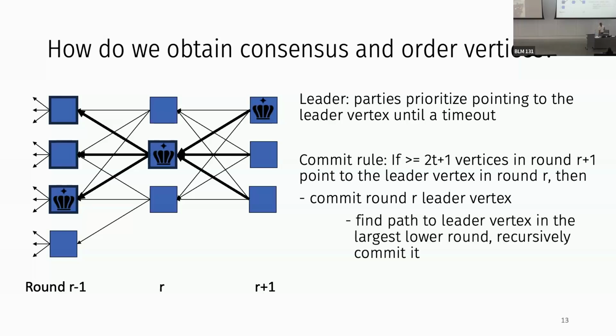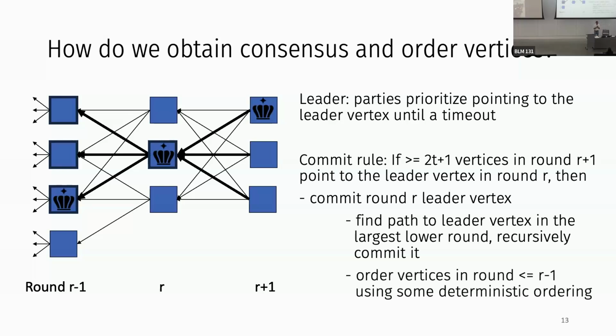Okay, so you do this in 2 steps. The first step is you try to find a path to a leader vertex in previous rounds, so the largest previous round, and you try to recursively commit vertices in that round. So as an example over here, this round R leader vertex is pointing to this round R minus 1 leader vertex. So you try to recursively commit this round R minus 1 leader vertex if you haven't done so. And then you order all of the vertices that remain that are still pointed to by this round R leader vertex. So you can apply any deterministic ordering that you prefer. So that's the protocol over here.